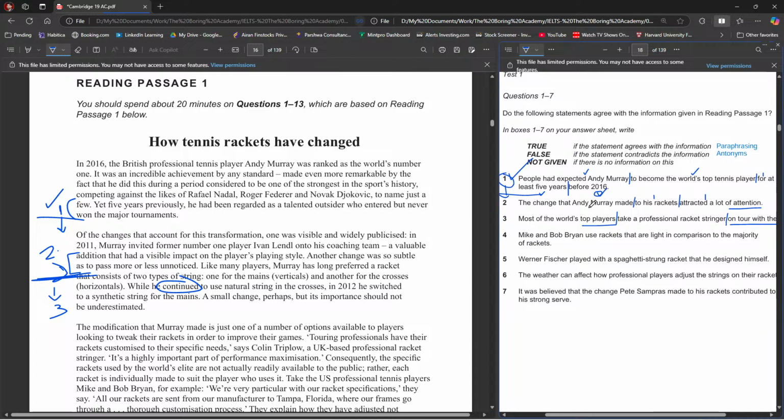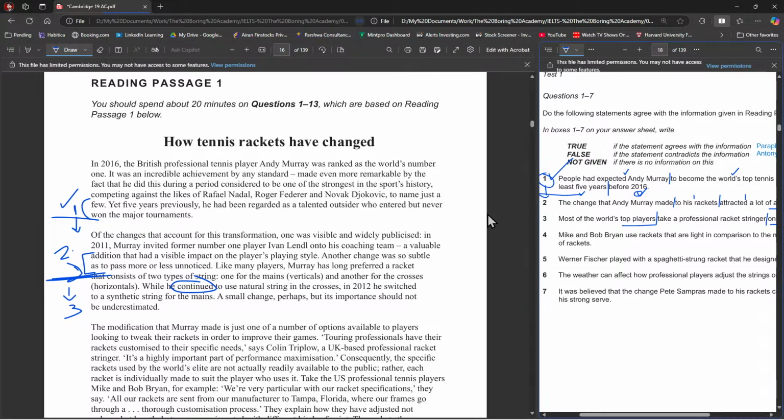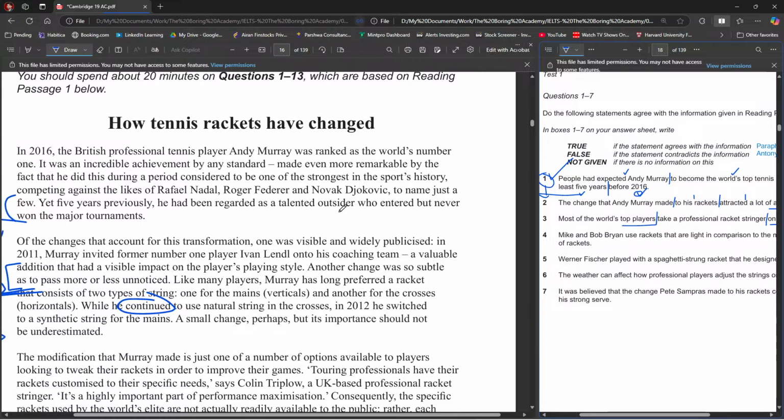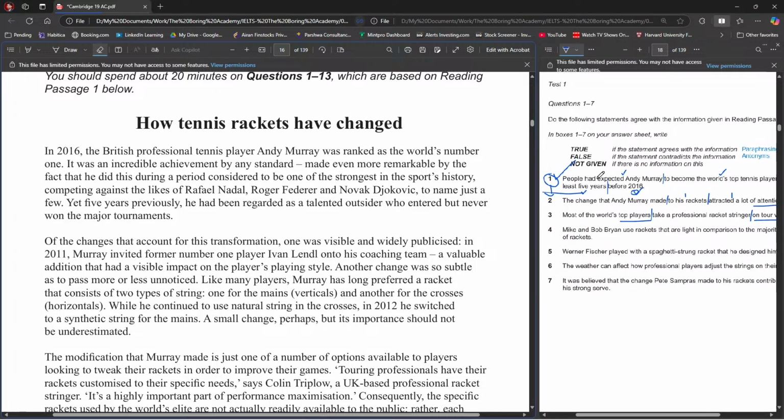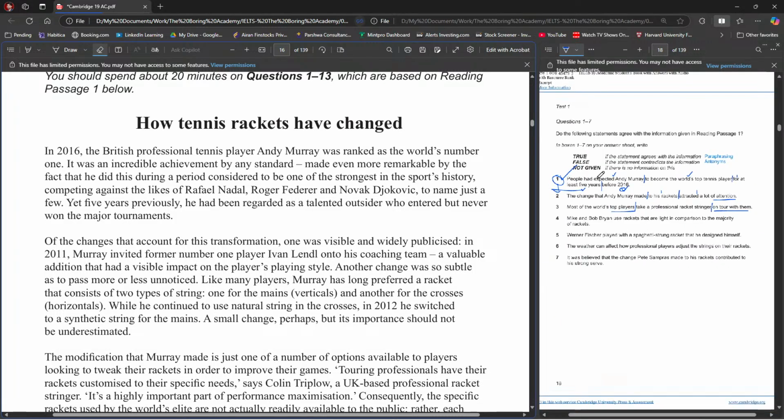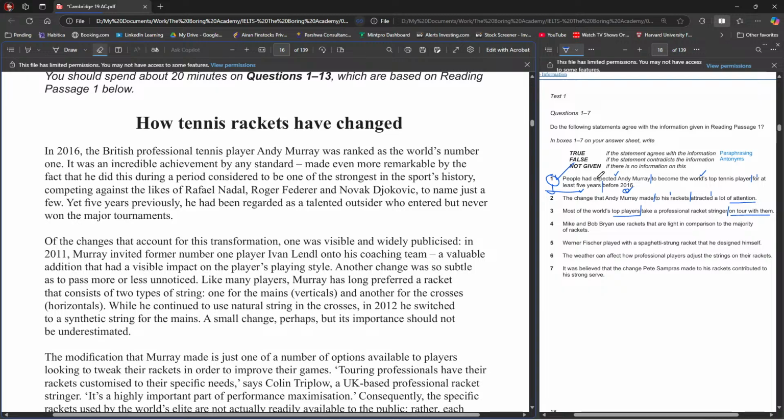So the first question says, people had expected Andy Murray to become the world's top tennis player for at least 5 years before 2016. Can you please read the first passage out loud and tell me if it is true, false, or not given? And you also need to justify whatever answer you select. You need to tell me why you selected that. Please expand the screen. Can you please read it out loud and try to find out the first answer? I'm here to help you. If you don't understand any words or the meaning of any sentences, I'll be helping you out. But you will need to select an answer after you read.